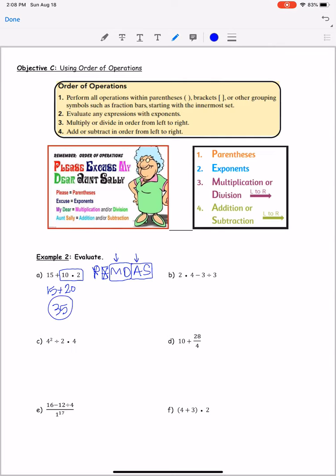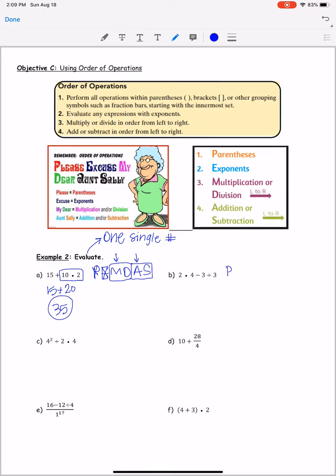Okay, and remember, we're evaluating. When you evaluate, you cannot stop until you get to that one single number. So I cannot stop right here at this 15 plus 20 because we know what 15 plus 20 is. That's 35. You've got to keep going to get to one number.